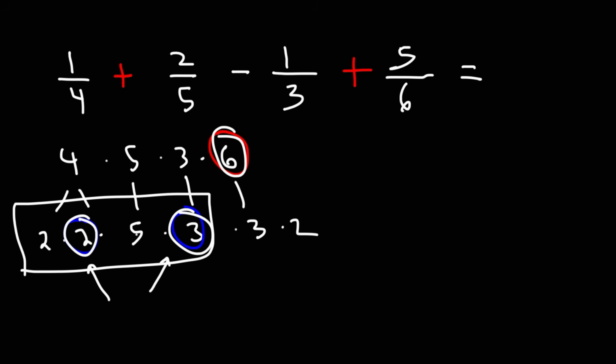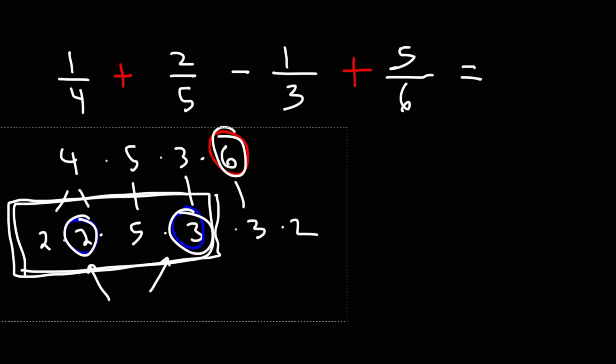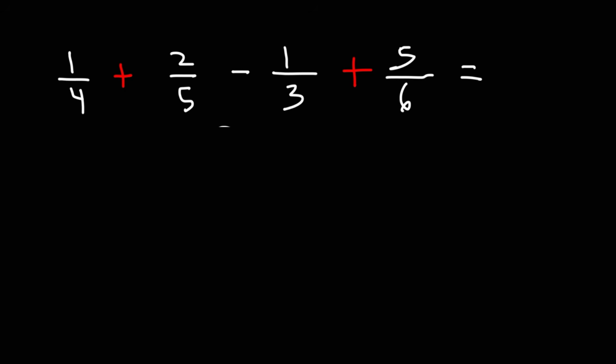2 times 2 is 4, times 5 is 20, times 3 is 60. So that's why 60 is the least common multiple of 4, 5, 3, and 6. It's because within 60, you have factors that will multiply to any one of these numbers. So that's how you can get 60 without writing out all the multiples of each number.